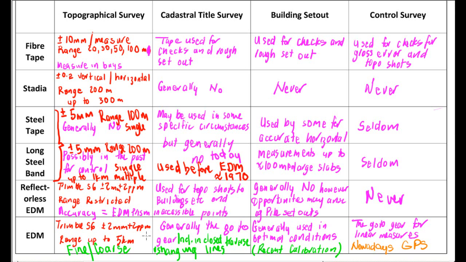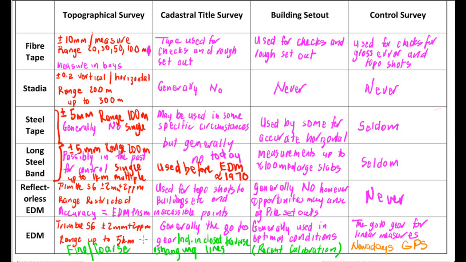Now for control survey, of course, as we can see, it's used for checks for gross error. Topo shots, the reflectorless never, and it's the go-to gear for linear measurement, generally in a control survey, depending on circumstances. But nowadays we must bear in mind the go with GPS. So a lot of our control surveys are being done with GPS, especially the longer range ones, but over shorter distances, perhaps on building sites and things like that, the EDM is still the go-to for linear measurement.